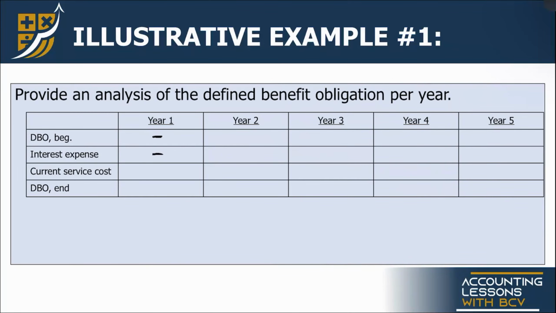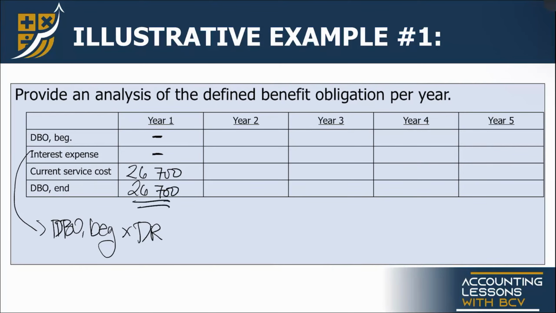Because the basis of our interest expense, if you forgot, is the DBO beginning times discount rate. Right? Since there is no DBO beginning, there is also no interest expense. But our service cost will gradually build up. So for year 1, how much is our service cost? 26,700. Therefore, DBO ending balance for year 1, 26,700.